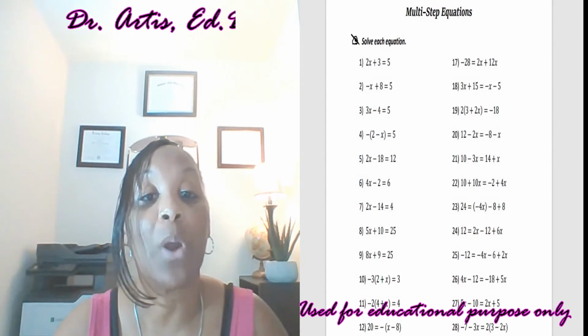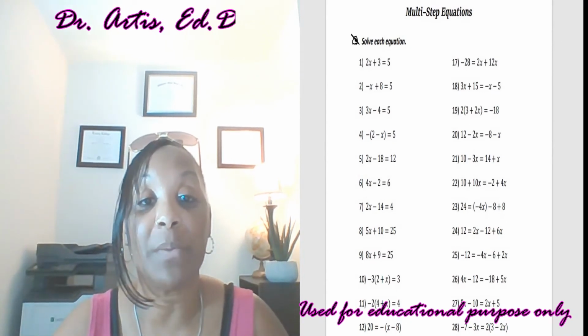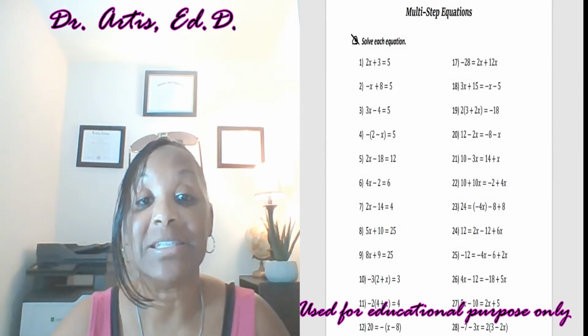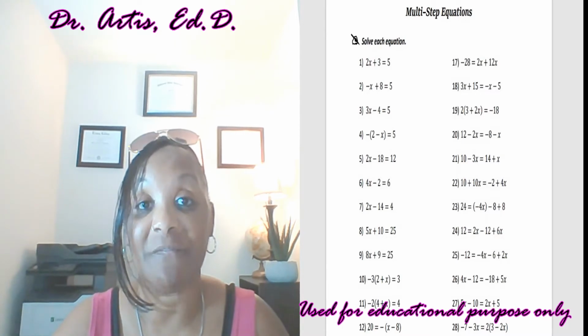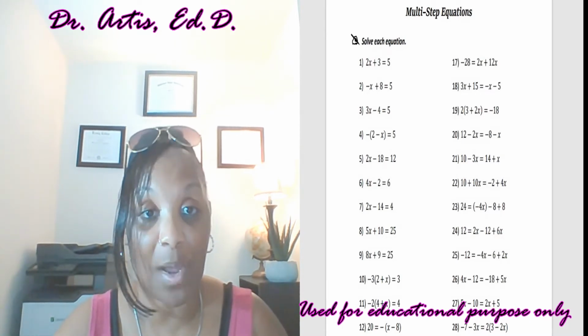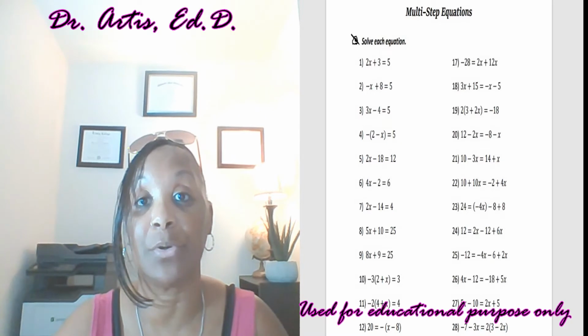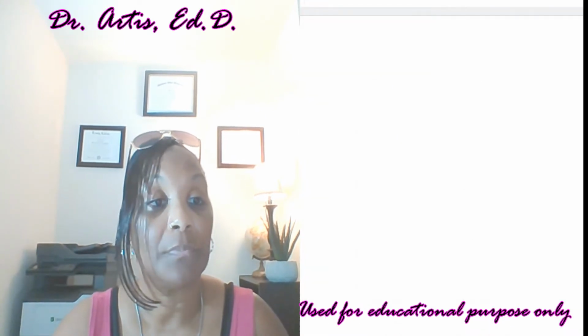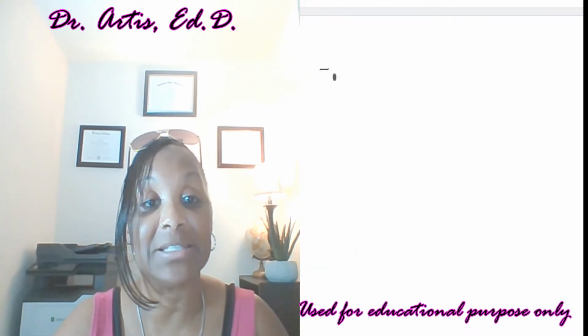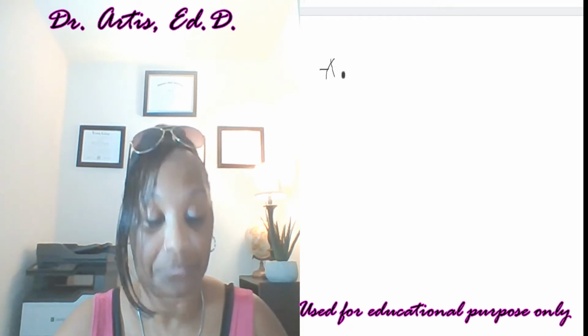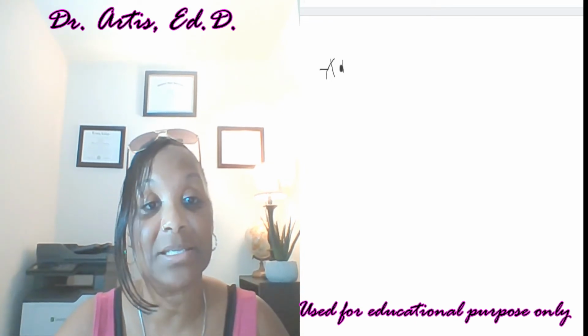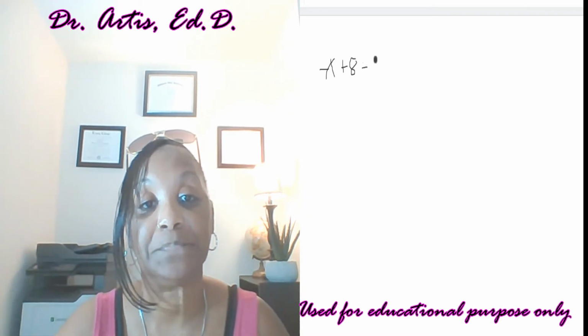At problem number 2. For problem number 2, we have negative x plus 8 equals 5. So we're going to go to the whiteboard and we're going to solve number 2. So let me write that out. We have negative x plus 8 equals 5.